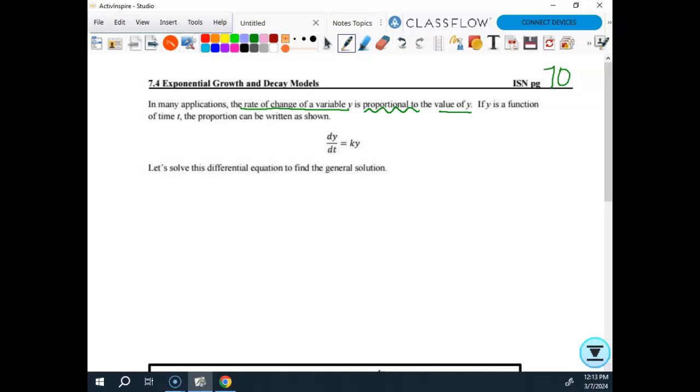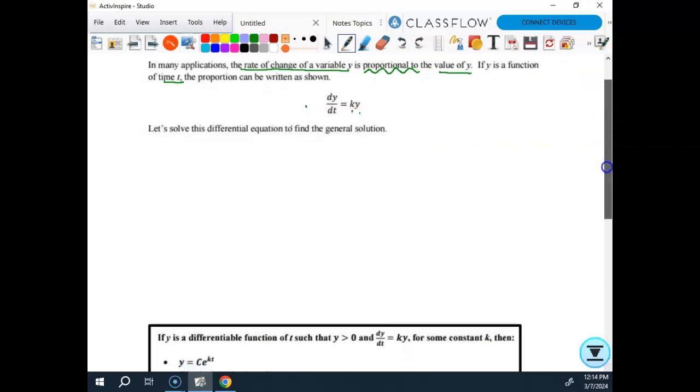If y is a function of time t, the proportion can be written as shown. So basically, we need to know how to write this if we see these words. So the rate of change, that's dy/dx, dy/dt, whatever it is, depending on what the variables are. In this case, we're using t and not x. So the rate of change, that's our derivative, is proportional to the value of y. And k would be whatever our proportion is. But we have to be able to set something up like that from those words using the appropriate variables for whatever it is that we have.